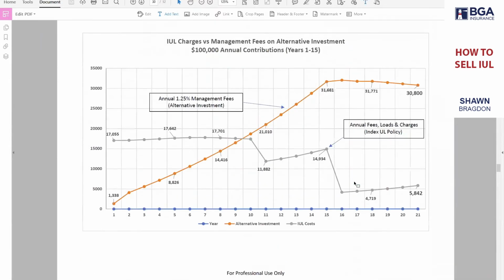And this is just a graphical representation of that chart we were just looking at. The managed account is a back-end loaded type of an account. The index UL is front-end loaded.